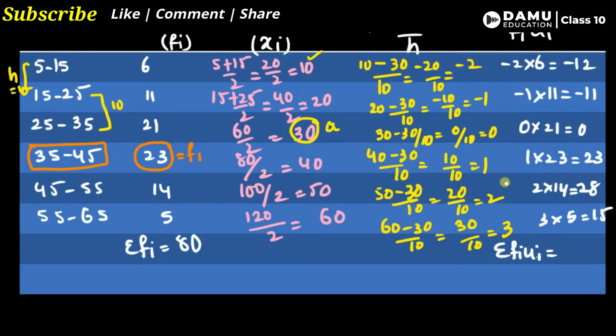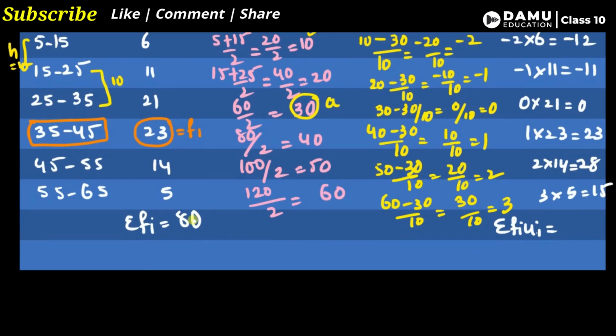Then what is this? Minus 12 minus 11. So minus 12 minus 11, what is that? We will get the summation of fi ui. So minus 12 minus 11, we will add it to 23 plus 28 plus 15. So what is that? 66 minus 23 gives the answer 43. So this is 43. These are the values, 43 and 80. Let's move on to the next one.